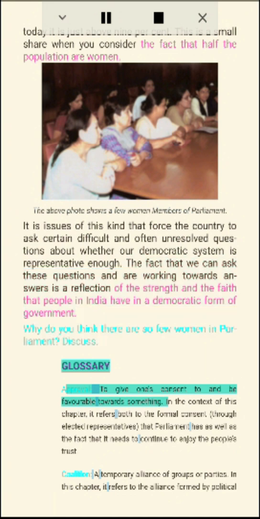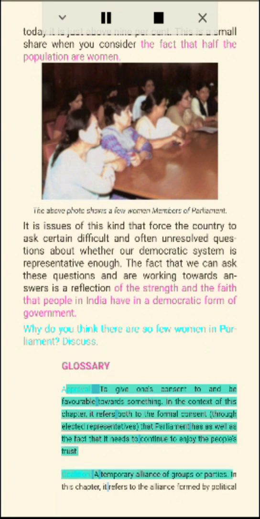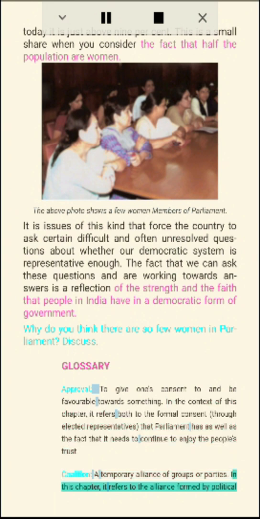Discuss. Glossary. Approval: to give one's consent to and be favorable towards something. In the context of this chapter, it refers both to the formal consent through elected representatives that Parliament has, as well as the fact that it needs to continue to enjoy the people's trust. Coalition: a temporary alliance of groups or parties. In this chapter, it refers to the alliance formed by political parties after elections when no party has been able to get adequate seats to form a clear majority. Unresolved: situations in which there are no easy solutions to problems.